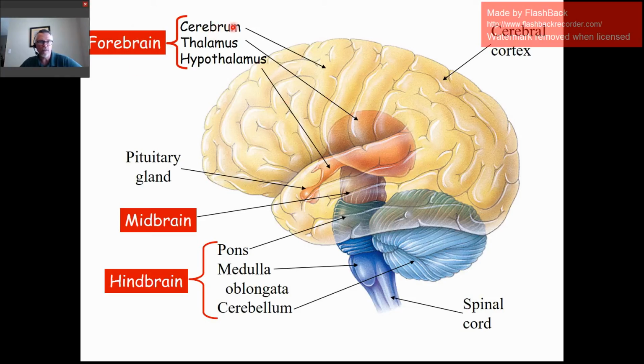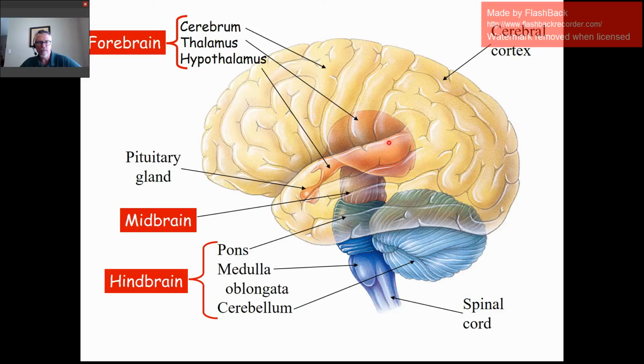That's made up of the cerebrum, the thalamus, and the hypothalamus. And you're going to want to add these labels to the diagram in your notes. The cerebrum is this section here. It's the forward portion of this thing called the cerebral cortex, which actually is the kind of outer layer of the whole brain. It's kind of this yellowish section. That's all cerebral cortex. And specifically, the cerebrum is this section up here.